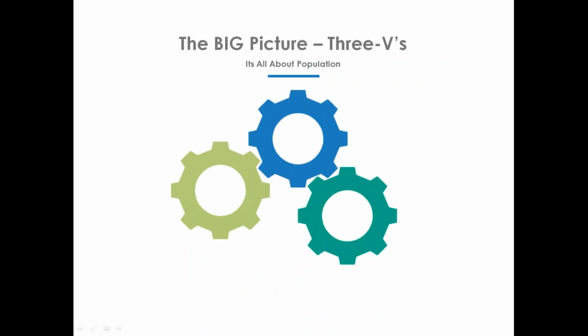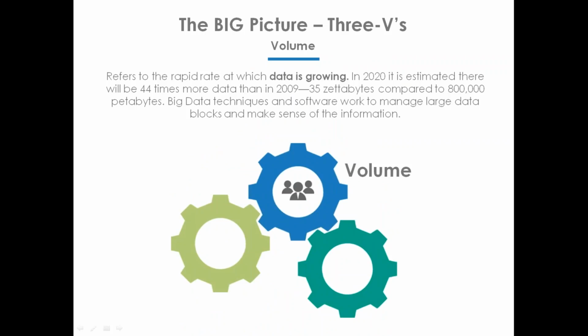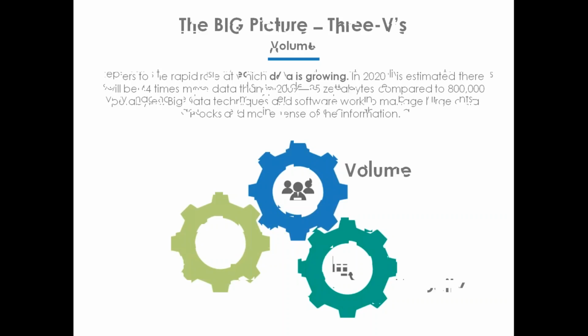There are three basic components about population. We call them the 3 V's. Volume refers to the rapid rate that data is growing. In 2020, it's estimated that there will be 44 times more data than was collected in all of 2009. 35 zettabytes compared to 800 petabytes today. It's just amazing at the rate that information is being collected. And that's because large data techniques, and software to manage that, are coming into play today.